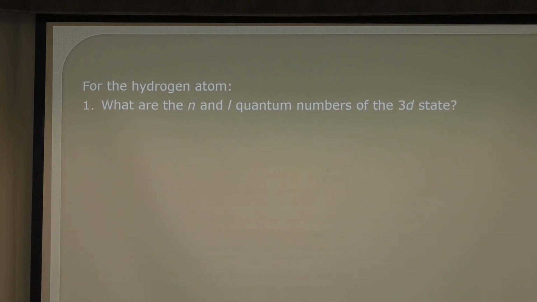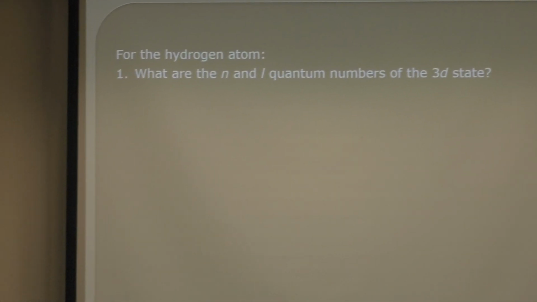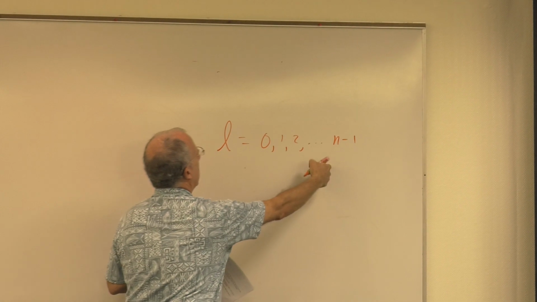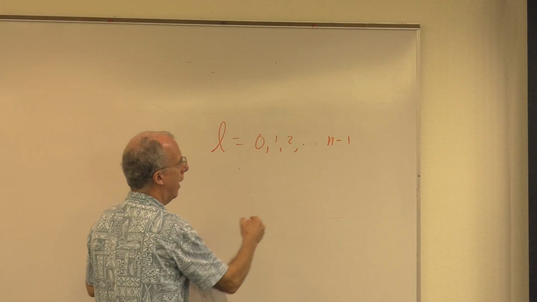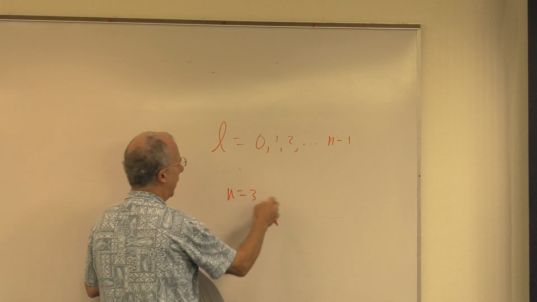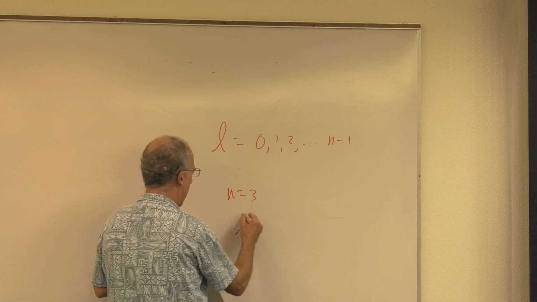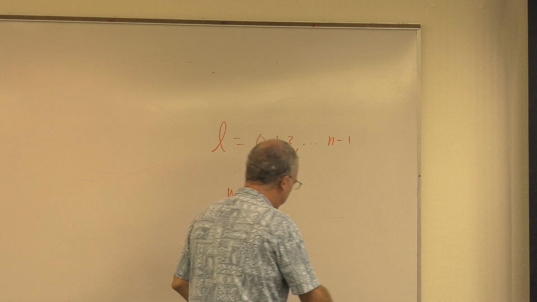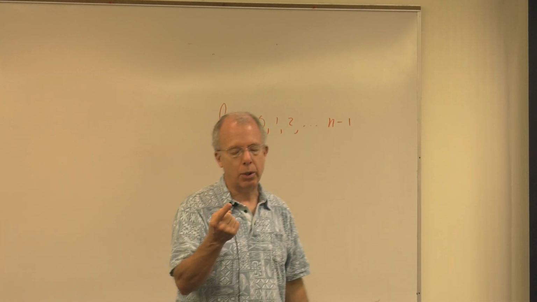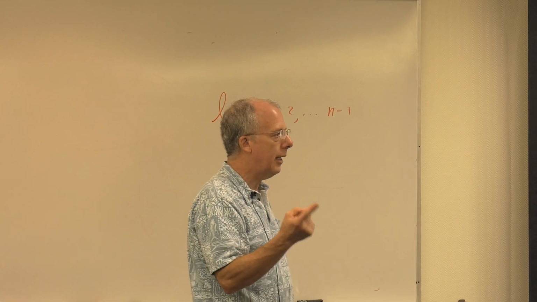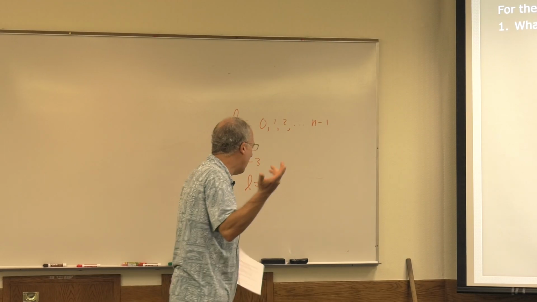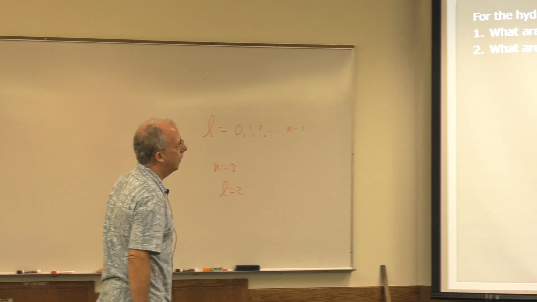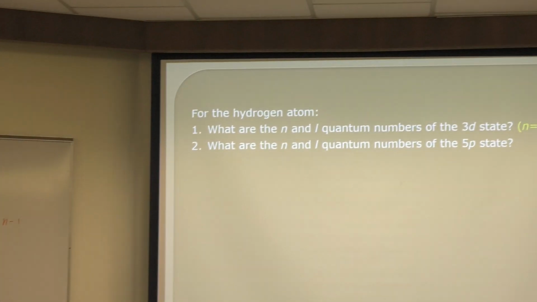And hopefully you recall that I said the maximum L is n minus 1. So for this one, n is 3, and n minus 1 is 2, so L equals 2. That's one way to figure it out, or you can just memorize it: L equals 0 is S, L equals 1 is P, L equals 2 is D. However you want to figure it out. So n is 3, L is 2.